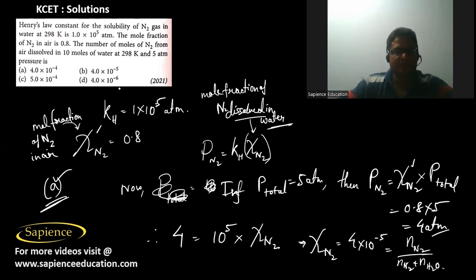It means the number of moles of N2 dissolved in 10 moles of water at 298 Kelvin is 4 into 10 power minus 4 moles. So option A is the correct answer here.